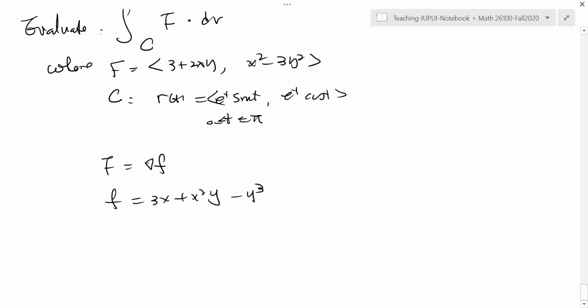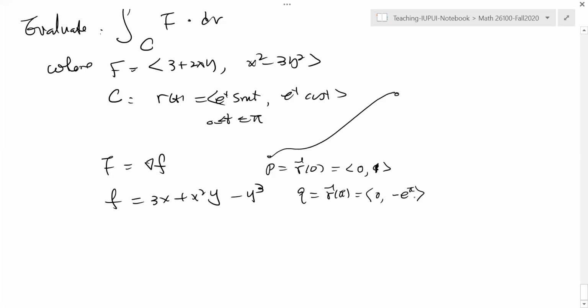Then you have a starting point and an ending point. What is the starting point for C? P is going to be 0, 1, which is when t is 0. And Q is going to be the value at t equals pi. The first coordinate is still 0, since sine pi is 0. The second, cosine pi is -1, so negative e to the pi. So you have 2 points.